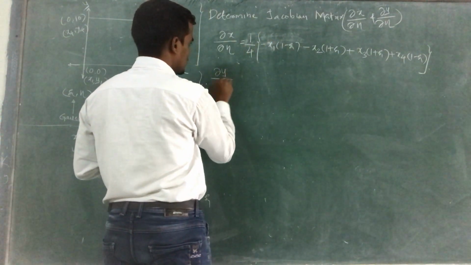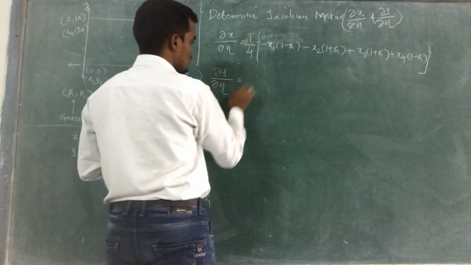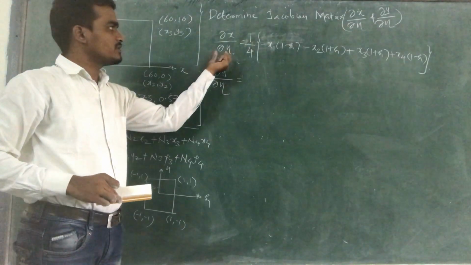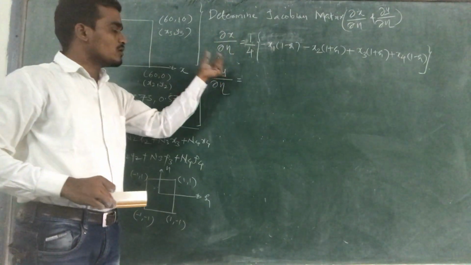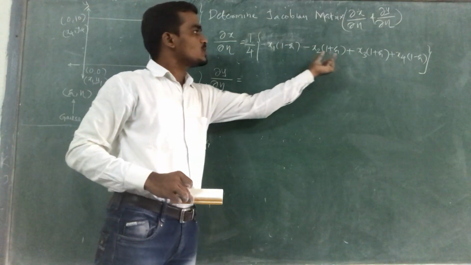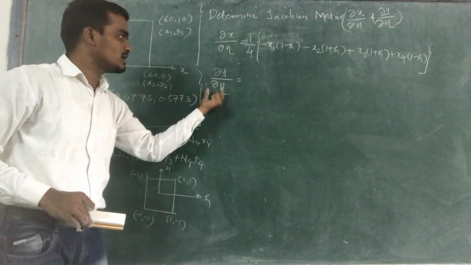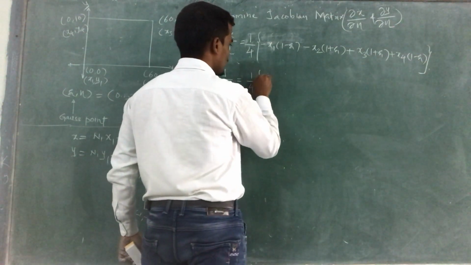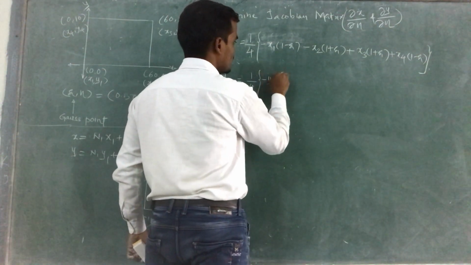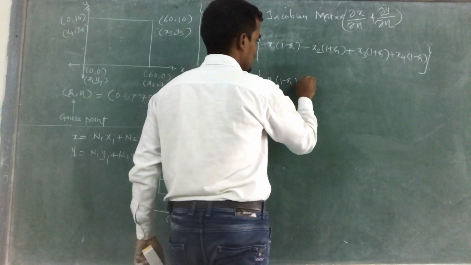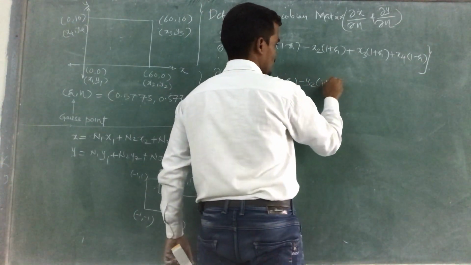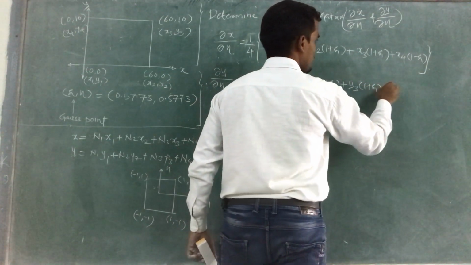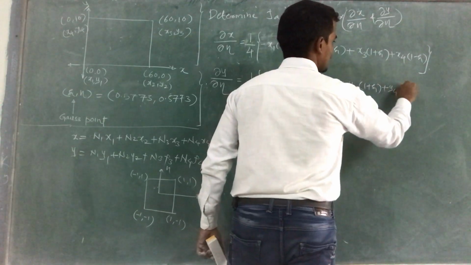So dou y by dou eta will become, because here also we are taking derivative with respect to eta. Actually we have taken this derivative in this equation, so we need to just replace the x1, x2, x3, x4 values, and you will get the dou y by dou eta. So it will become 1 by 4 into minus y1 times 1 minus zeta minus y2 times 1 plus zeta plus y3 times 1 plus zeta plus y4 times 1 minus zeta.